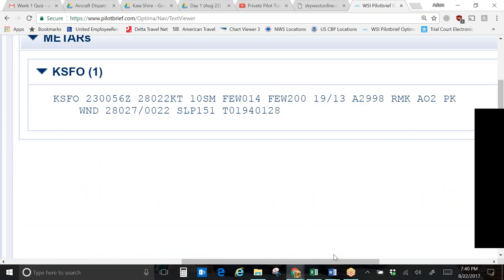Okay. So this is KSFO, the 23rd day at 0056 Zulu, 280 degrees, the wind is coming from 280 degrees at 22 knots, 10 statute miles, Q14, this one's different, so I'm guessing it's a few clouds.